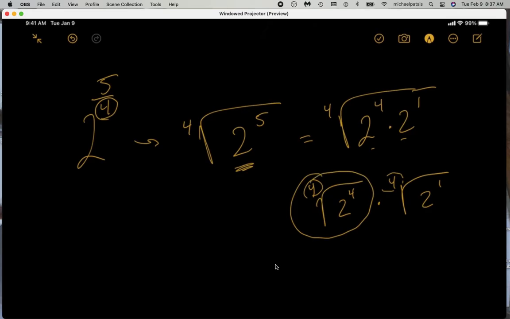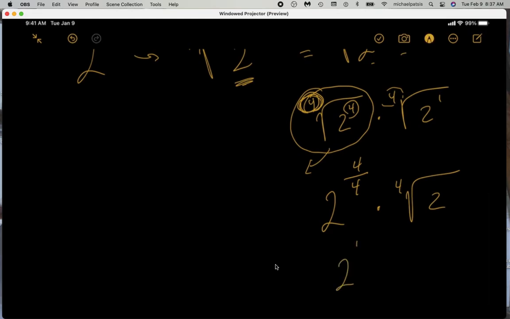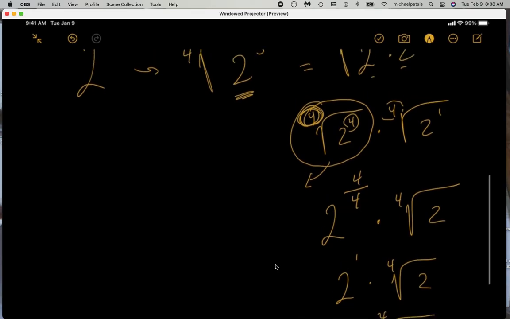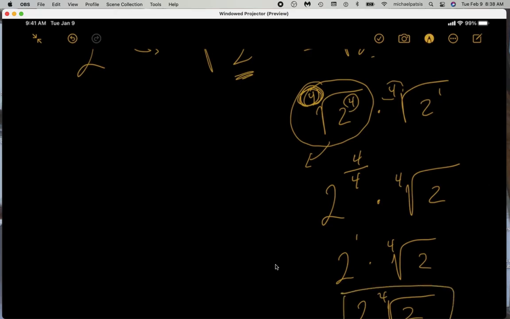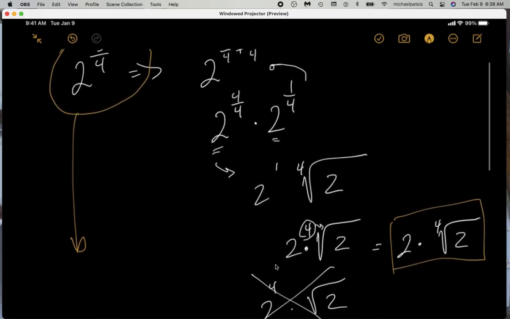Okay, now let's take this and take that back to a fractional exponent. Here's our root. That's going to go in the denominator. Here's our exponent. This becomes 2 to the 1st times the 4th root of 2, or 2 times the 4th root of 2. Same answer. This way, same answer. Okay, different ways to do this.